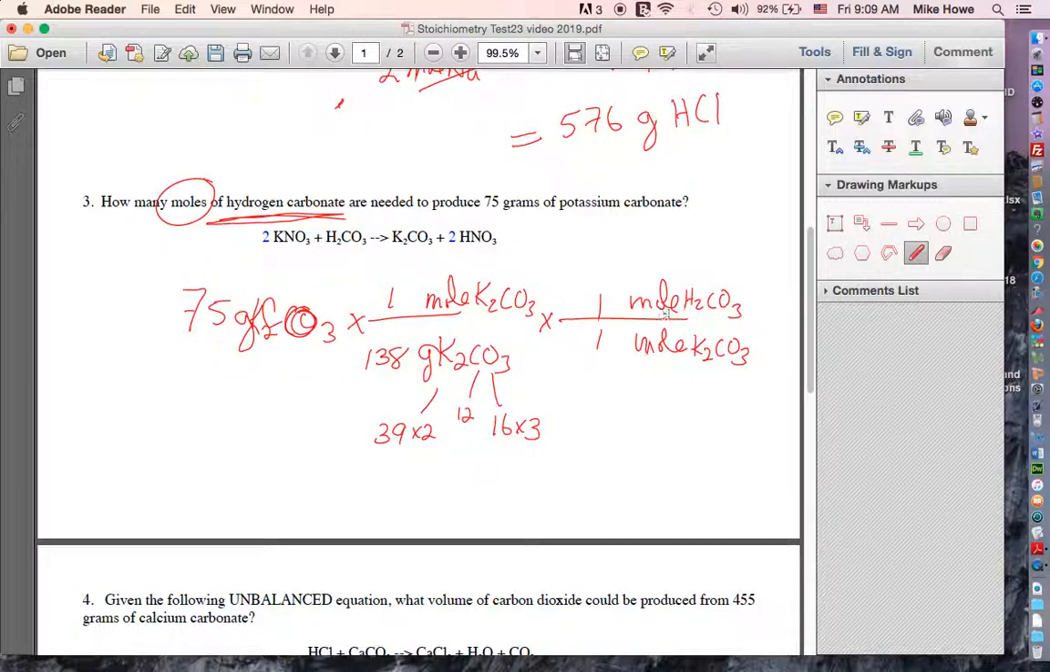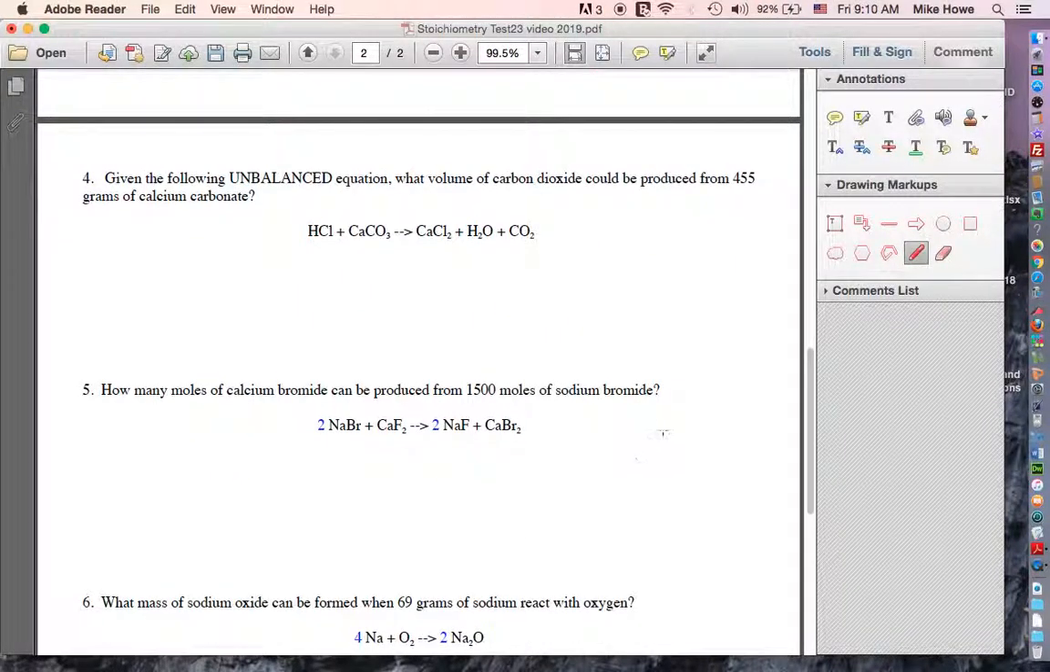I think we're finished at that point, because right now our moles of potassium carbonate have canceled, our grams of potassium carbonate have canceled, so all we have left is moles of hydrogen carbonate. That's what we're looking for, so the problem is set up. So now we have 75 times 1 times 1 divided by 138 divided by 1. So really it's just 75 divided by 138. Answer 0.54 moles of H2CO3. That was problem 3.